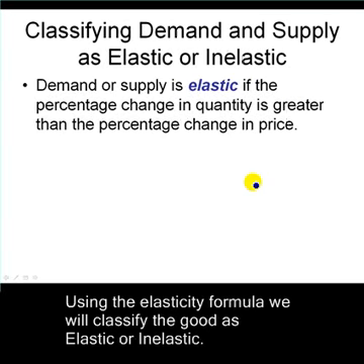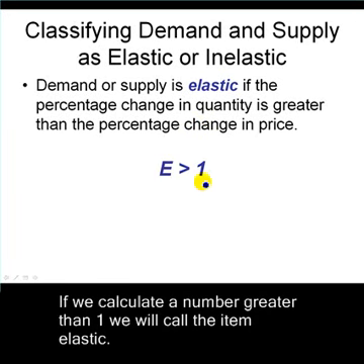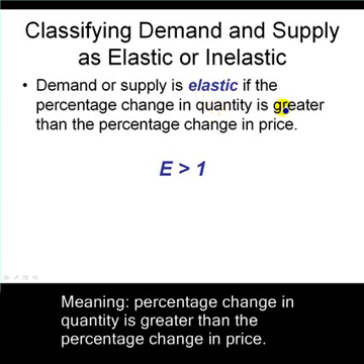Alright, using that formula, we're going to rank our goods as either elastic, inelastic, or unit elastic. If the formula gives us a number that's greater than 1, we say this good is elastic, which means that the percentage change in quantity demanded or supplied is greater than the percentage change in the price of that item. So a small movement in the price will move the quantity by a larger amount.